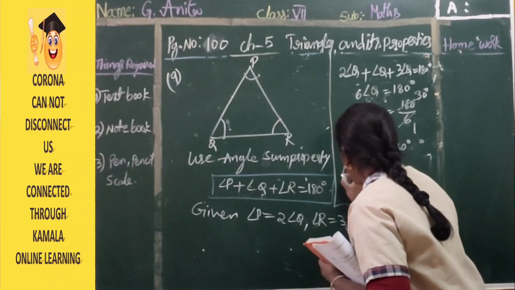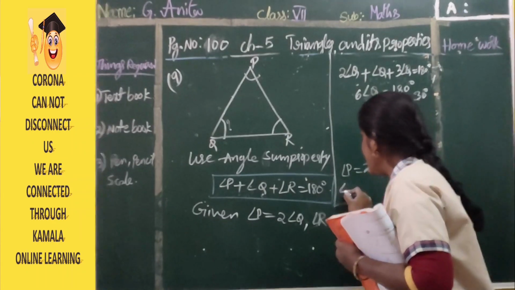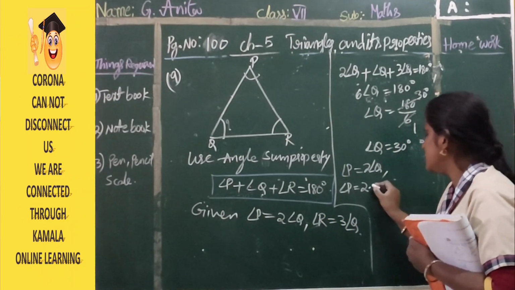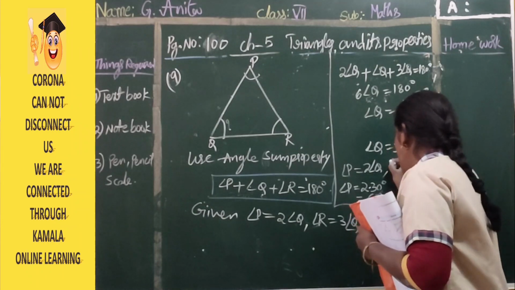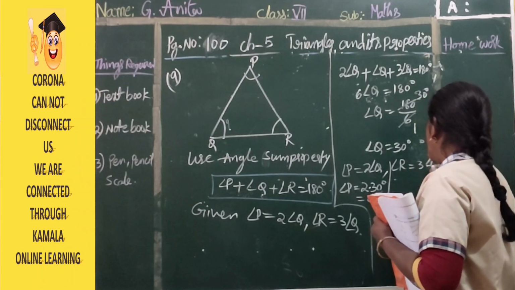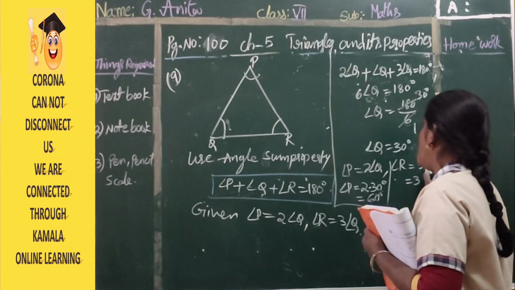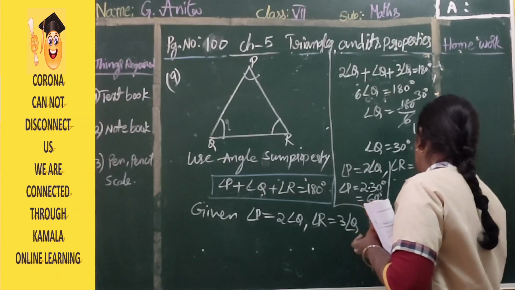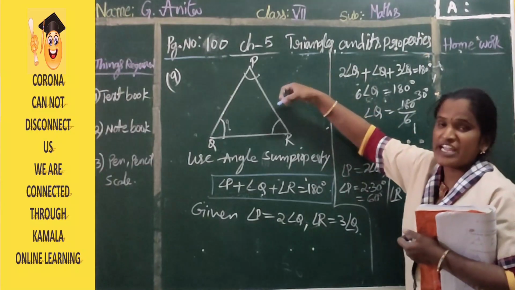So what is the value of angle P? What is given? 2 into angle Q is given. So angle P is equal to 2 into the value of angle Q. Angle Q is nothing but 30 degrees. So 2 into 30, 60 degrees. Next, what is the value of angle R? Angle R is equal to 3 into angle Q. Angle Q is 30 degrees. So 3 into 30 is nothing but 90 degrees. So angle R is equal to 90 degrees. So we got all angles in triangle PQR.